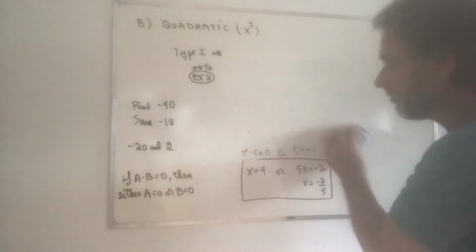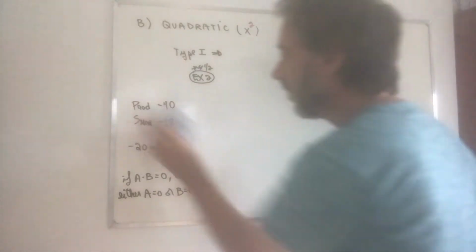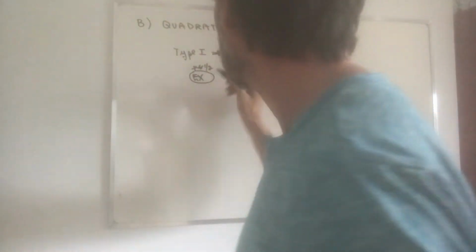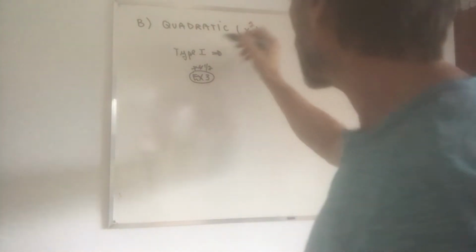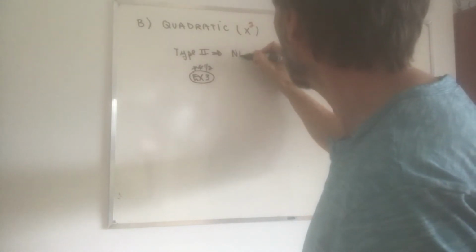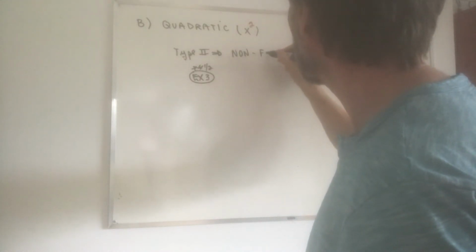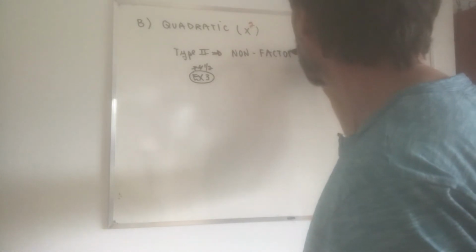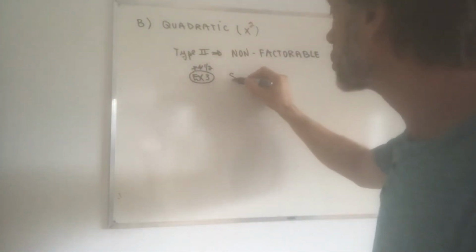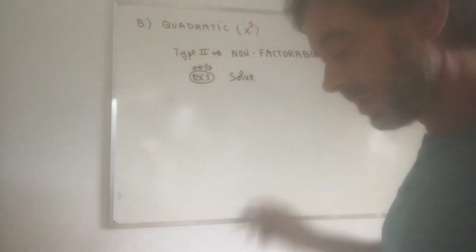Well, you've guessed it. If type 1 is factorable, well then type 2 is not factorable. So, example number 3. So, type 2 is non-factorable. So, maybe something like this. I have an example prepared for you. So, solve the following equation.